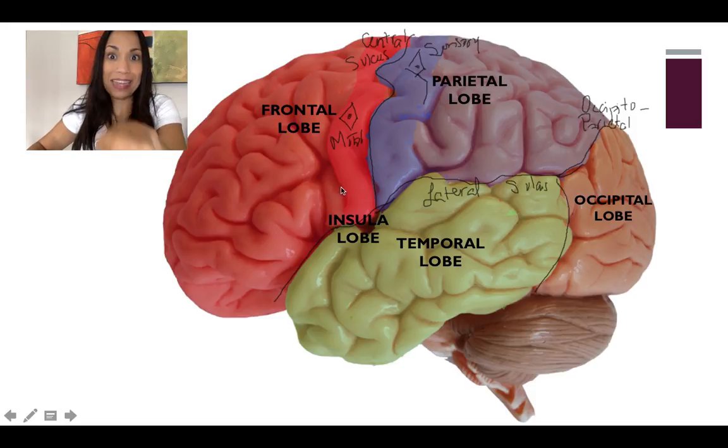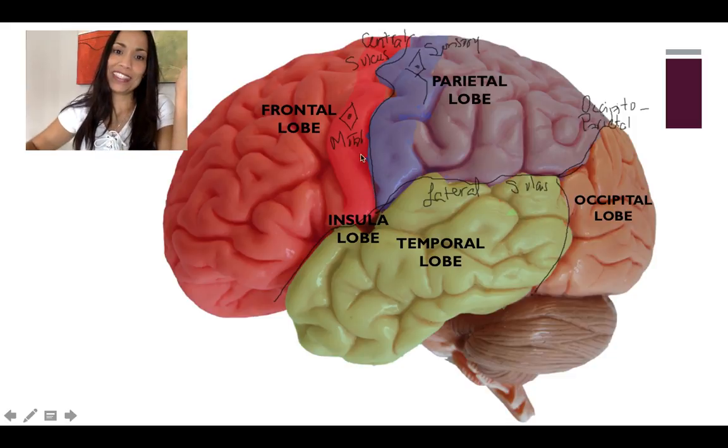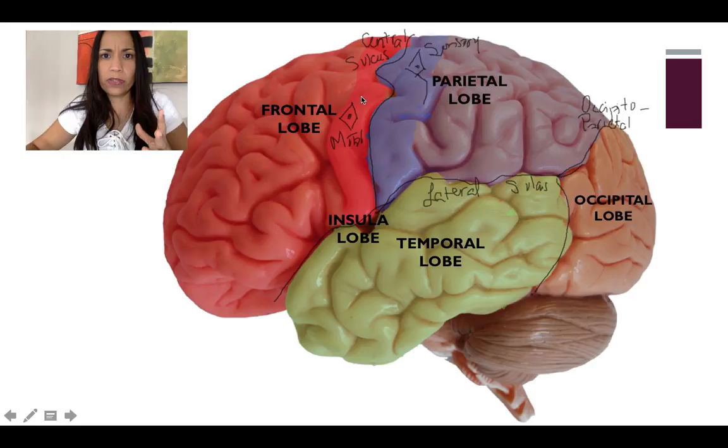Now, in the next video, I want just to describe 2 gyri that are important to understand the pathway that information takes here in the brain. One of these gyri is this one that belongs to the frontal lobe, and the other one is this one that belongs to the parietal lobe. So that's what's coming next.